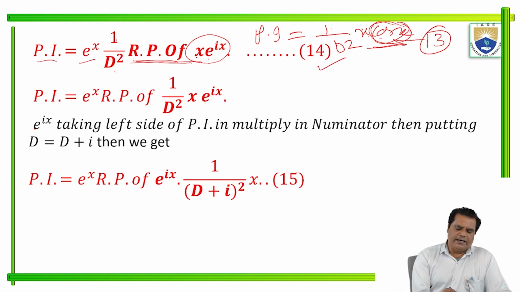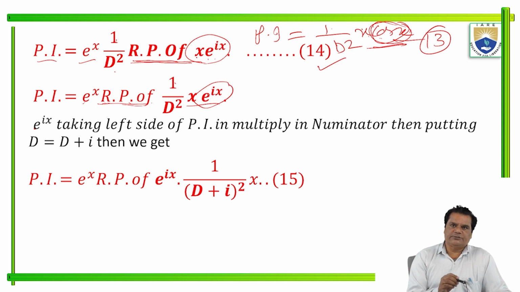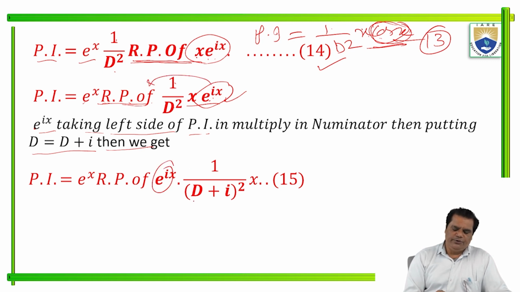Now taking RP before this integration, PI equal to e to the power x, RP of 1 upon D square x e to the power ix. So here again we get an exponential function. There are two functions, algebraic and exponential; exponential is the imaginary function here. So there are two functions multiplied, and we again get an exponential function. So the exponential function e to the power ix is taken to the left side of PI, and putting D equal to D plus i. Then in our question D becomes D plus i, so D square becomes (D plus i) whole square. Here only a single function x remains; the exponential function goes to the left side. So this is equation 15.